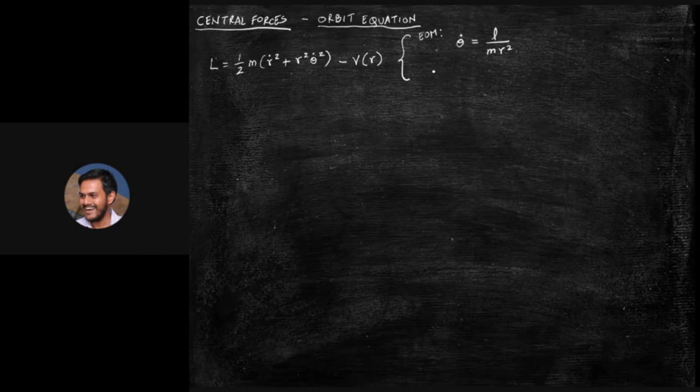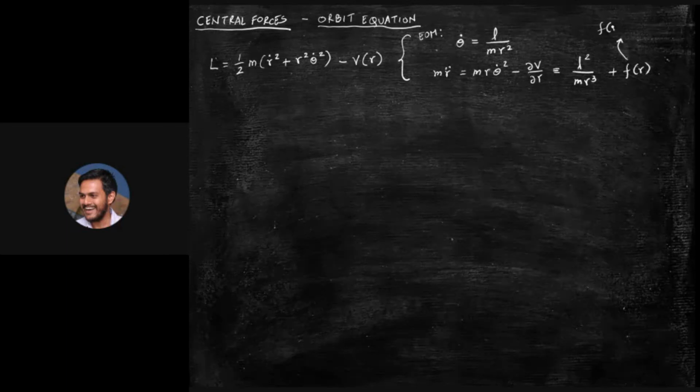And the r equation of motion is m r double dot is equal to m r theta dot square minus ∂V/∂r, which you can rewrite by substituting theta. You can write this as L square by m r cube plus f of r, where f is defined as the radial force, which is minus the gradient of the potential in the radial direction. Basically your usual definition of force when it is derived from a potential.